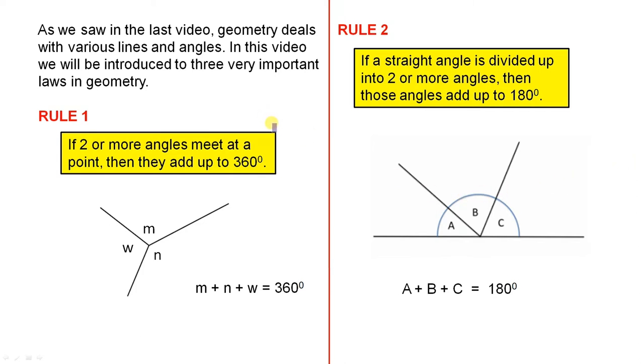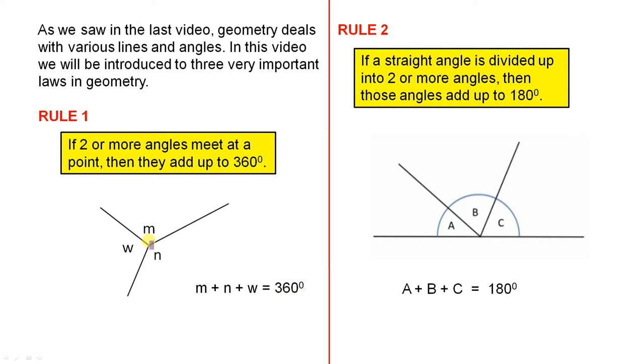Rule 1. I've placed each of these rules or laws inside these yellow rectangles just to highlight them. If 2 or more angles meet at a point, then they add up to 360 degrees. Here's a basic example where we have 3 angles, M, N and W, meeting at this point here. And the rule says that M plus N plus W equals 360 degrees.